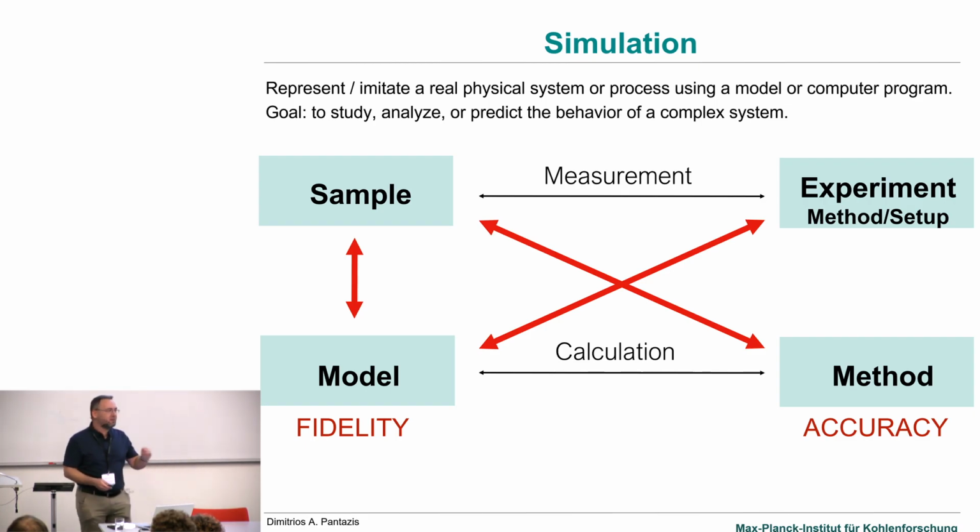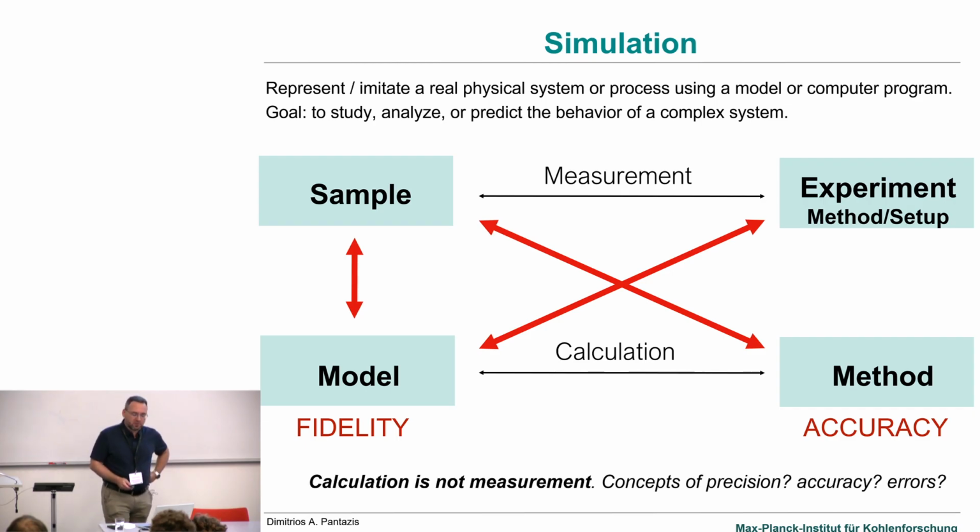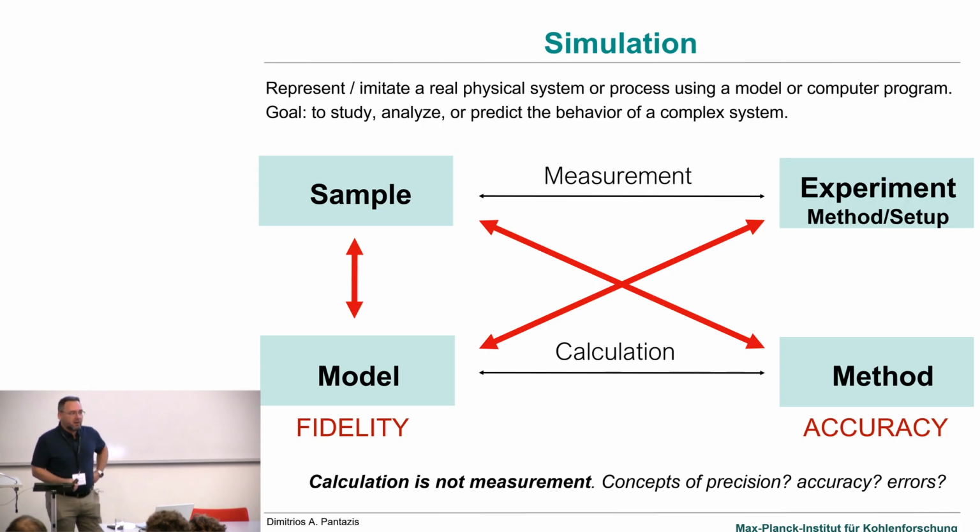But in any case, fidelity could be defined as how close we are in our representation to the sample, perhaps, or to what we consider to be a legitimate representation of the chemical system. And then we can be talking about the accuracy of the method. And the accuracy of the method, again, what are we talking about when we're talking about accuracy or precision in computation?